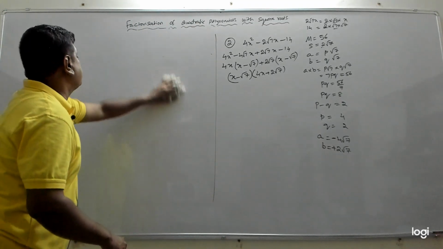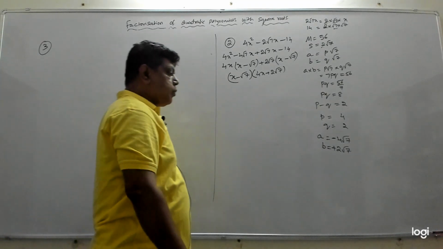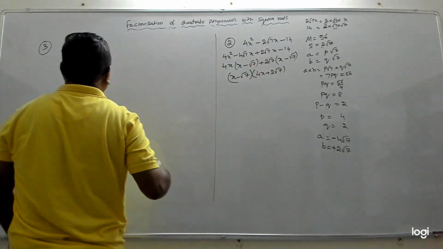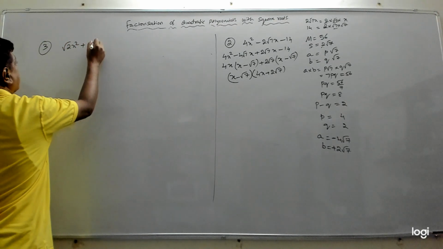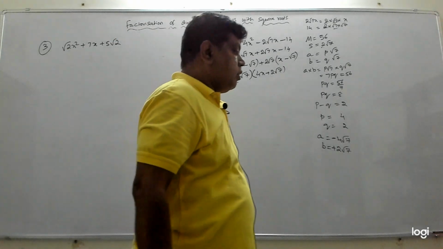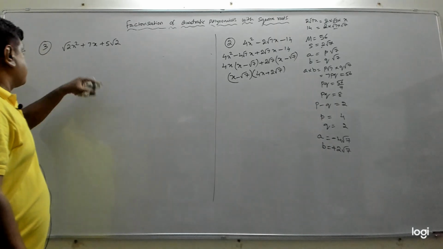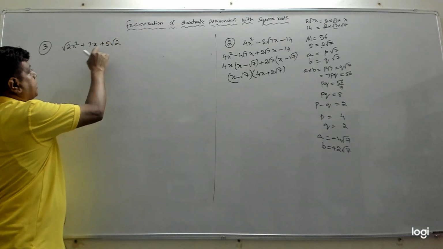We will do the next problem, which is third problem. Third problem, the question is root 2x square plus 7x plus 5 root 2. We should factorize this. Again, this has got square root 2 coming.